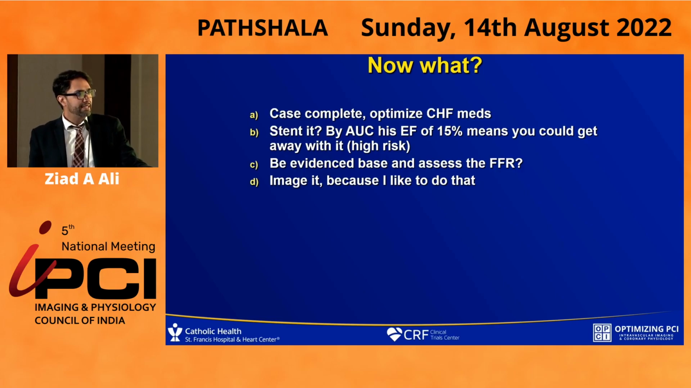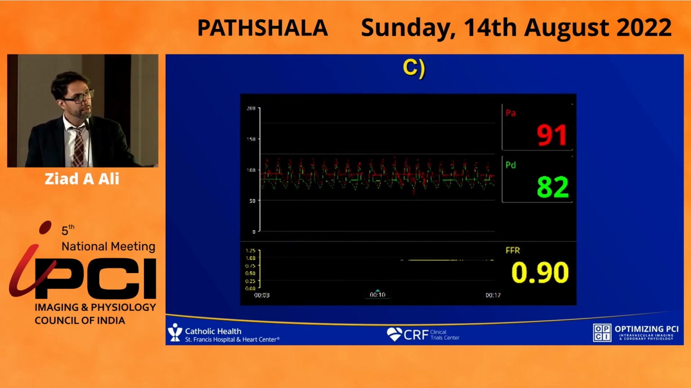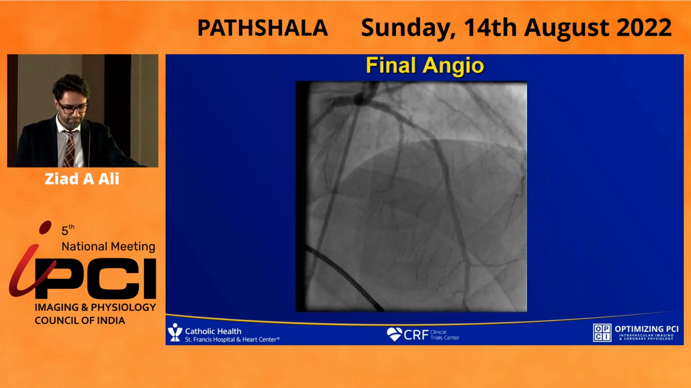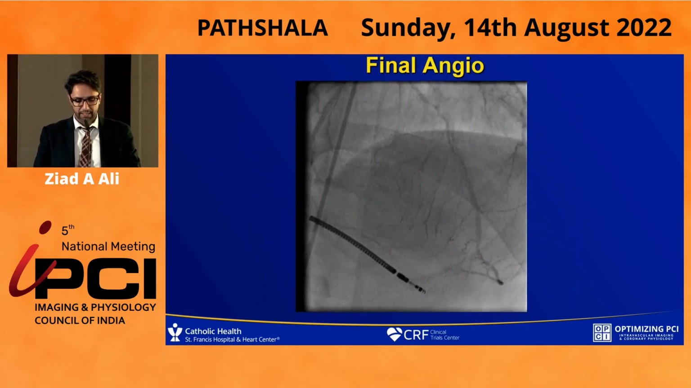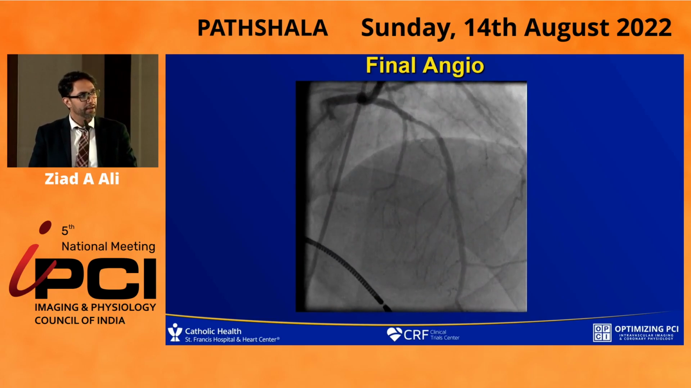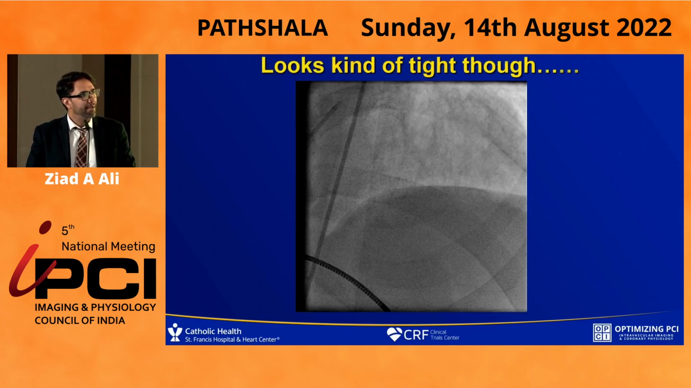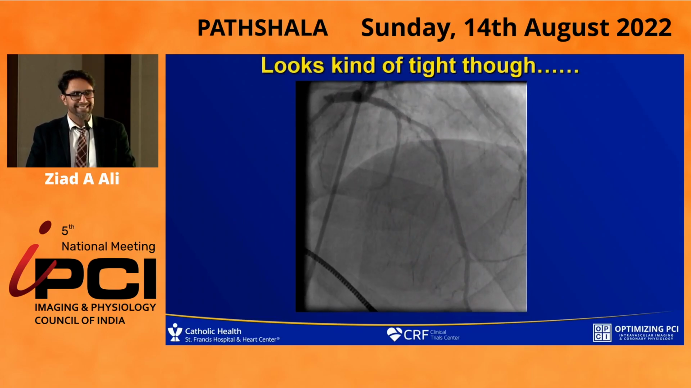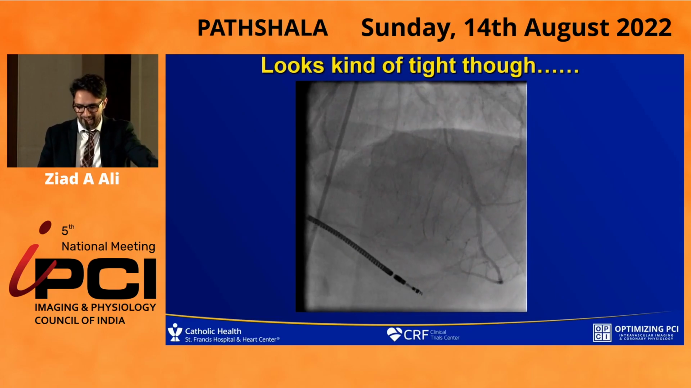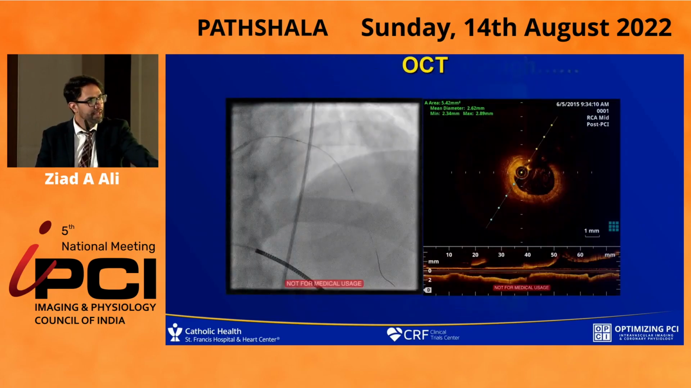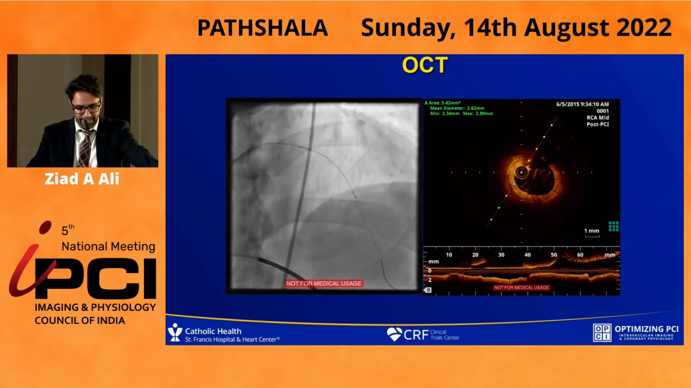So, I decide to be evidence-based, and I do an FFR, and it's 0.90. And then this is the final angiogram afterwards, and I'm kind of done. But just before I'm about to close up, I'm like, it looks kind of tight. Something's not right. What should I do? I'm going to image it.